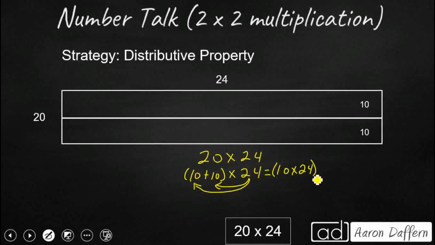So 10 times 24 is going to be 24 with a 0. And then let's take our other 10 times 24. We're going to get our 24 with a 0, and look what we get again: 480 again and again.